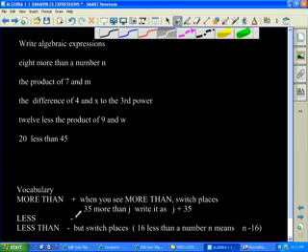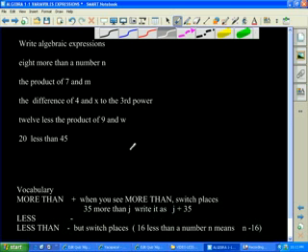Now when you see the word less, that's just a straight subtraction, like difference or less or minus or takeaway. The tricky one is less than. Same as when we did the addition, when you see the less than, I want you to switch places. So if you see 16 less than a number n, you're going to write it as n minus 16.